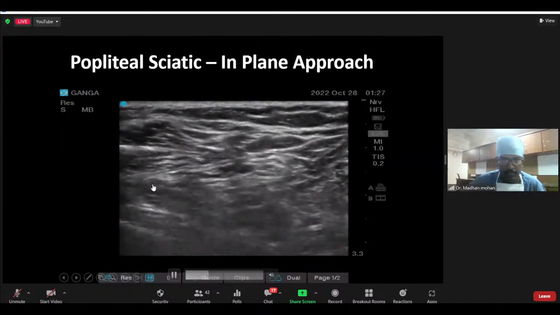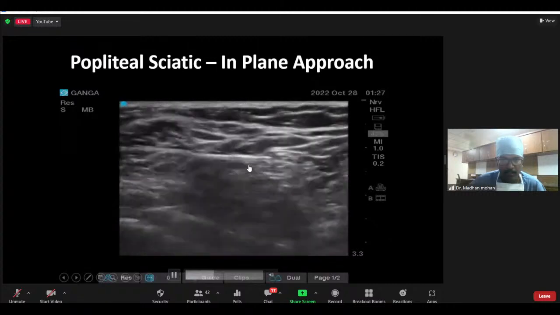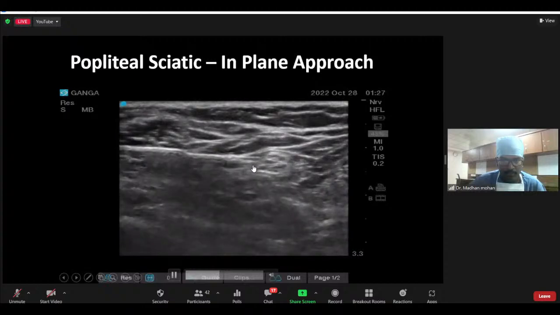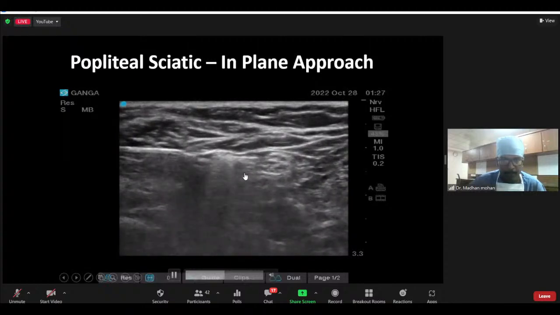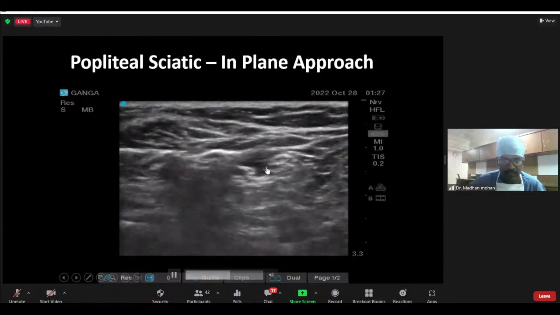So you have to pierce the paraneural sheath and bring your needle tip in between the two components of the sciatic nerve. Drug is injected. You can see the drug is spreading in between the two components.